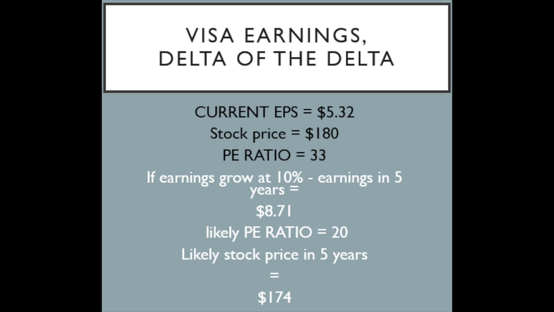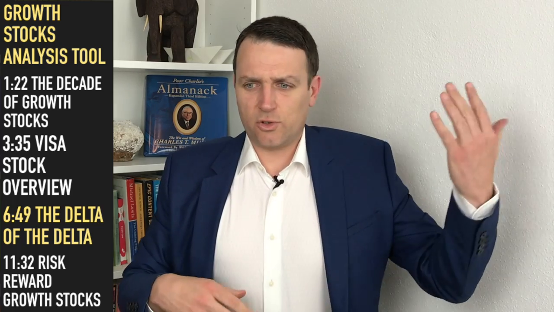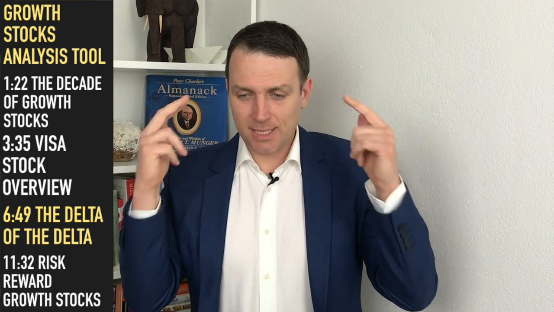Then the market will likely re-rate the company from a price earnings ratio of 33 for 15% growth to a price earnings ratio of 20 for 10% or slower trending growth. Then when you multiply 8.71 times 20, the likely stock price in 5 years is 174. That's equal to the current stock price. This is really counterintuitive. You say, okay, Visa continues to grow at 10%, but the stock price doesn't go anywhere, but the business is still growing.